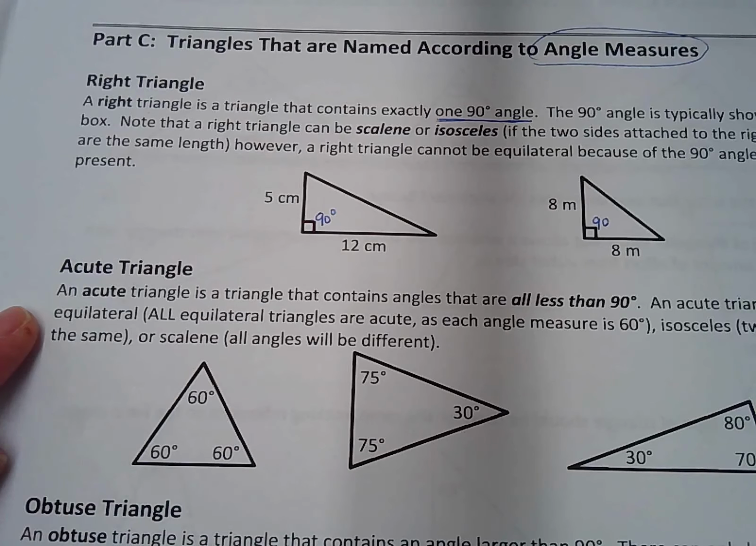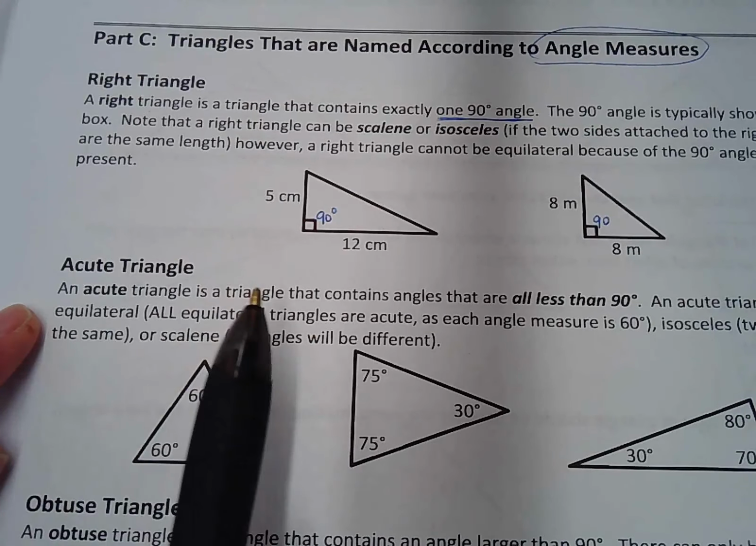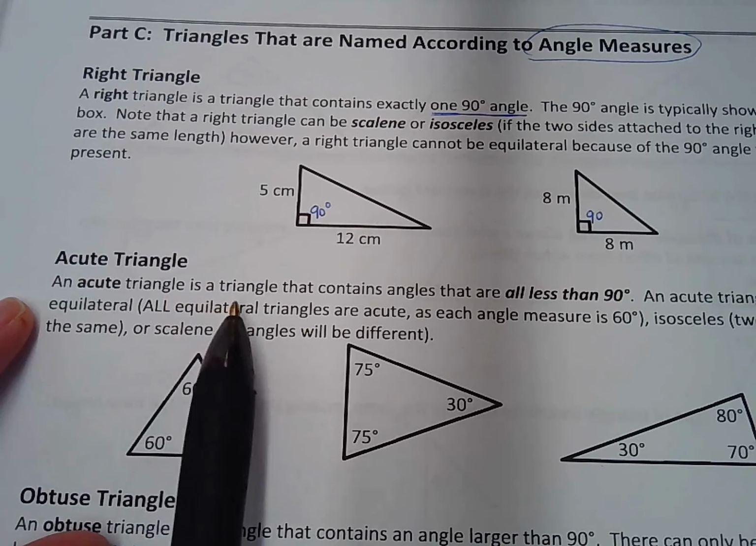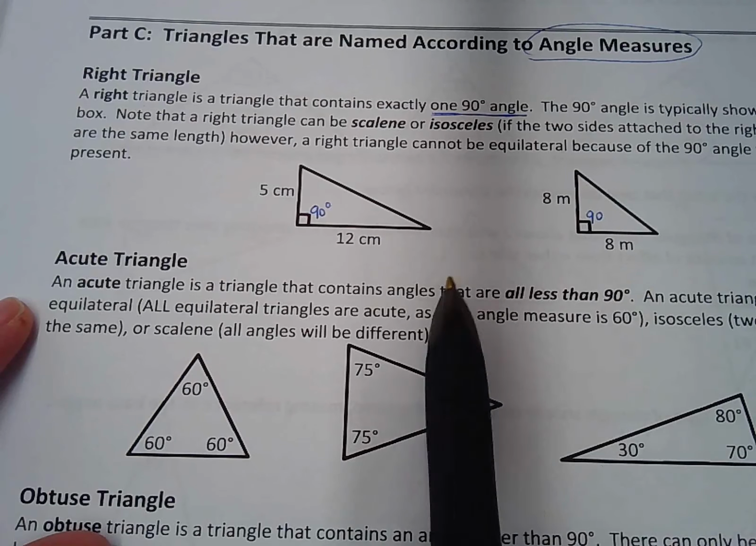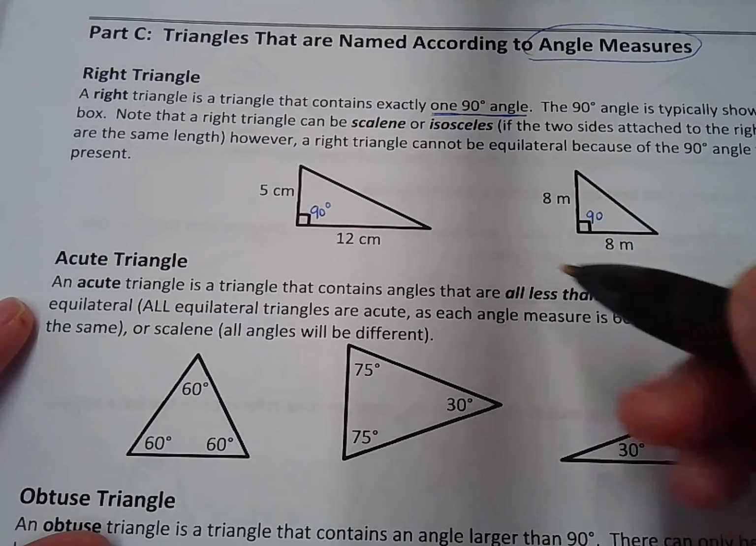The next one is called an acute triangle. What is an acute triangle? An acute triangle is a triangle that contains angles that are all less than 90 degrees. Acute. Okay.